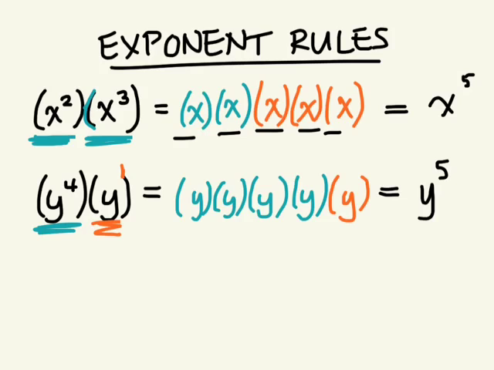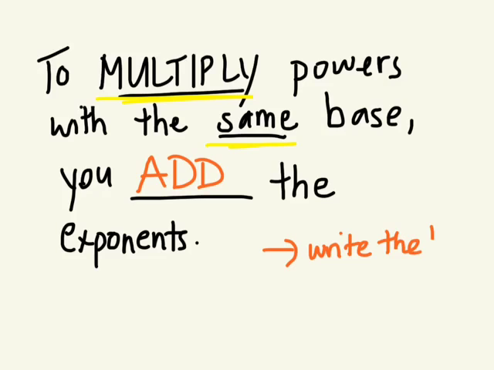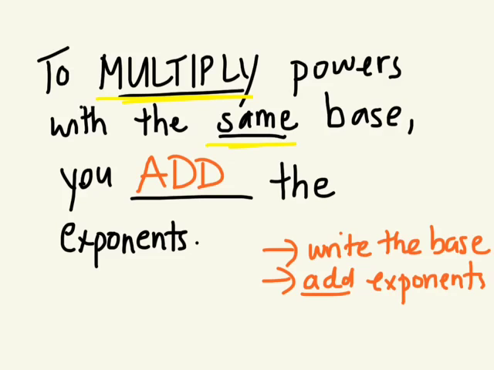Anybody notice anything about the exponents when we were doing this? When you multiply powers with the same base, this is important, they have to have the same base, okay? All you would have to do is add the exponents together. So you write the base, right? If it's the same base, you write the base, and then you add the exponents, and that's actually a shortcut.